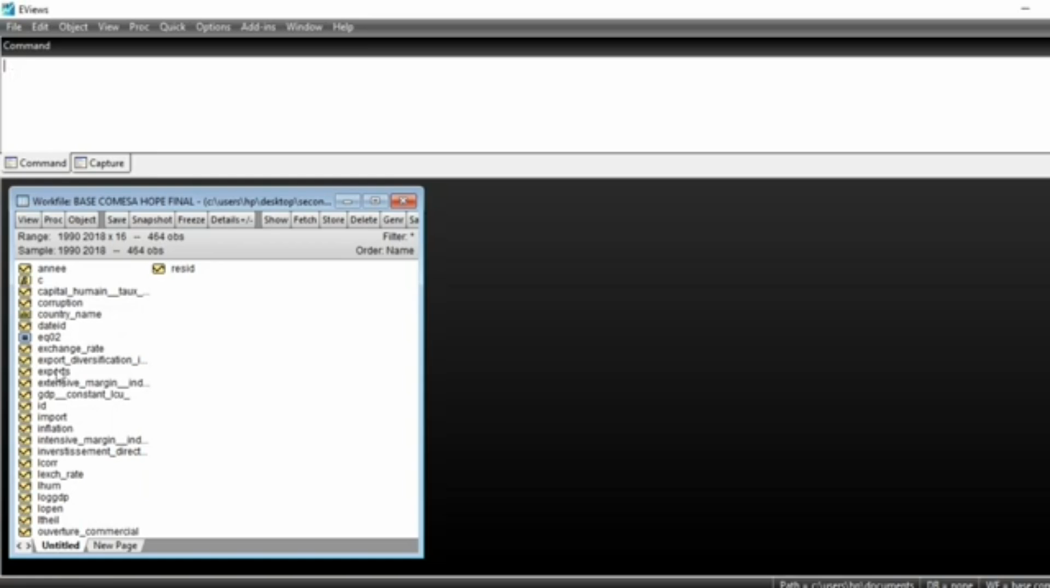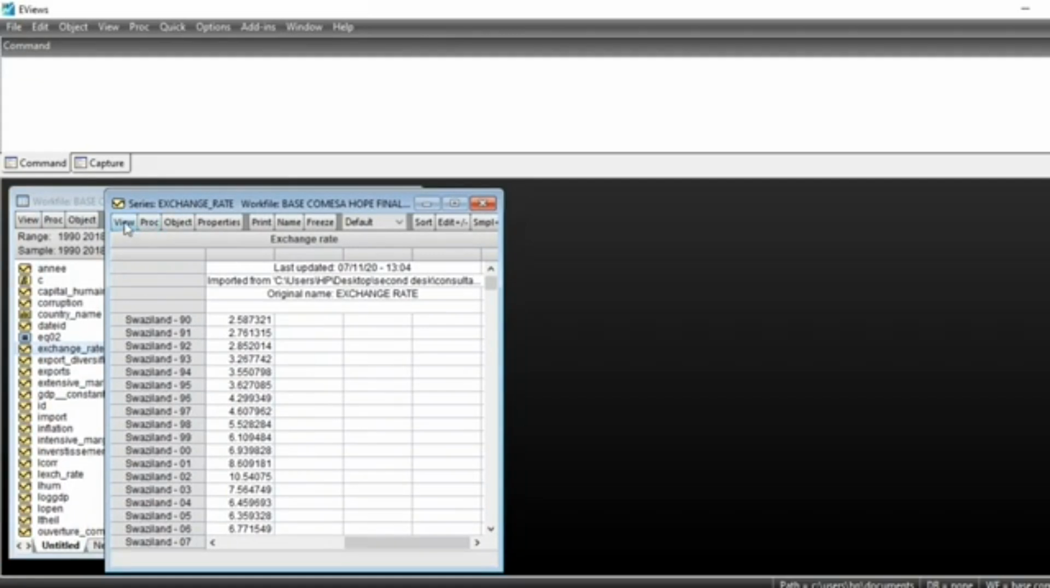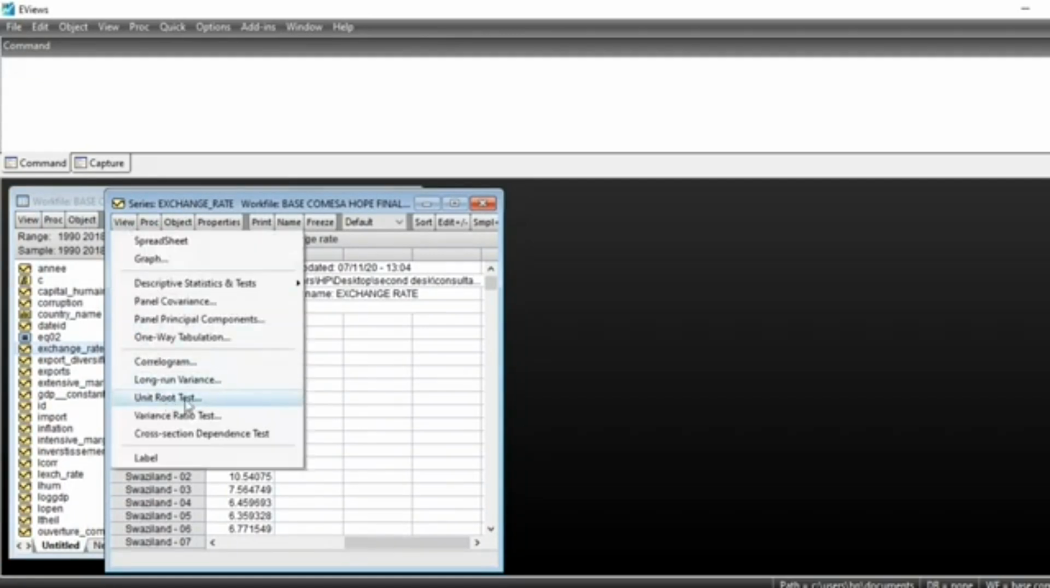First step is to open a series. For example, I have exchange rate here. I just open my series. To make a unit root test, I just need to go on View, then I click on Unit Root Test.